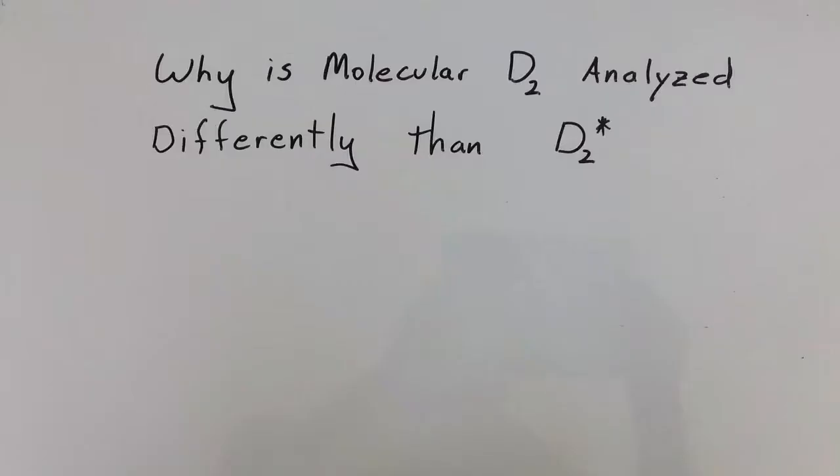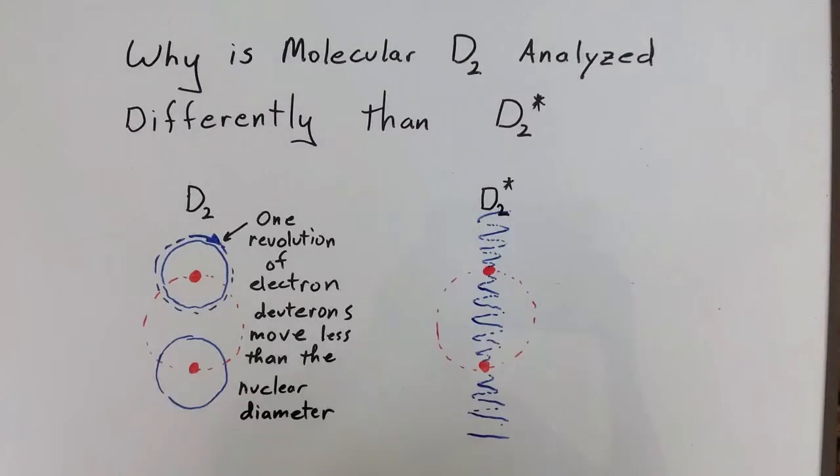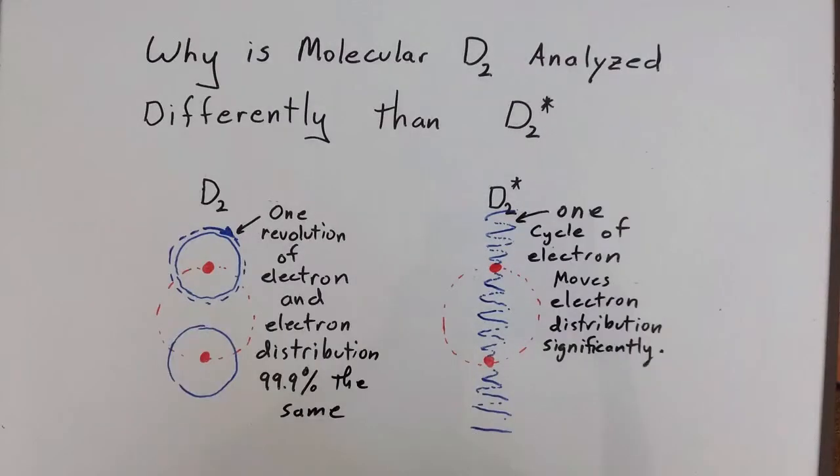A question troubling some may be why molecular D2 is analyzed differently than the D2 star intermediate. The answer is fairly simple. With molecular D2, the electron can complete an orbit while the deuteron moves less than a nuclear diameter. The electron distribution does not change much with each orbital time period. In the deuteron intermediate, the deuterons have 3 orders of magnitude more orbital energy, about 300 eV, and the electron wave function is very restricted in diameter.